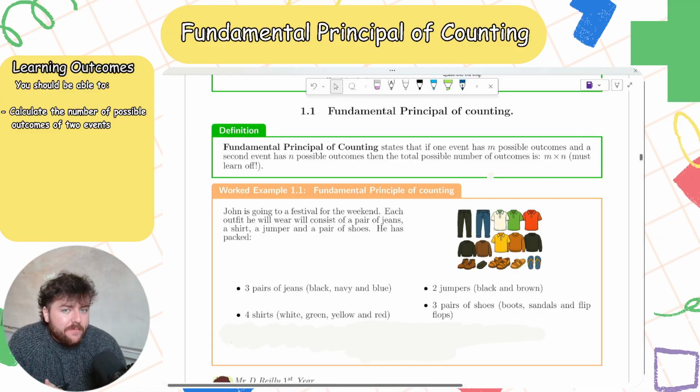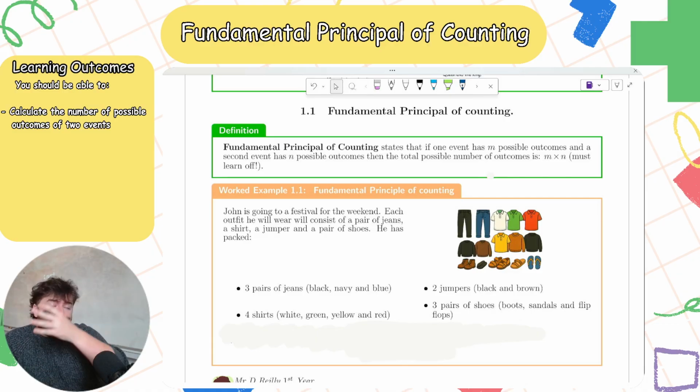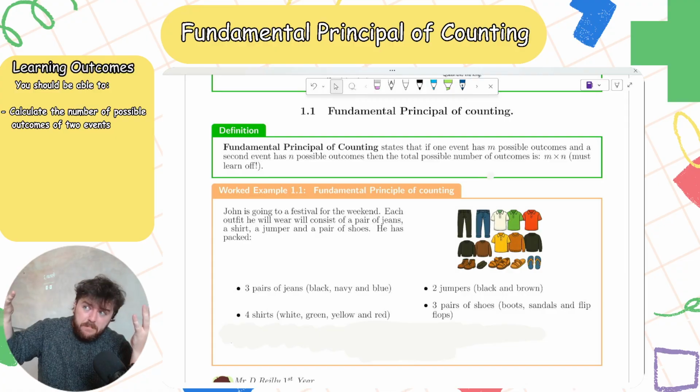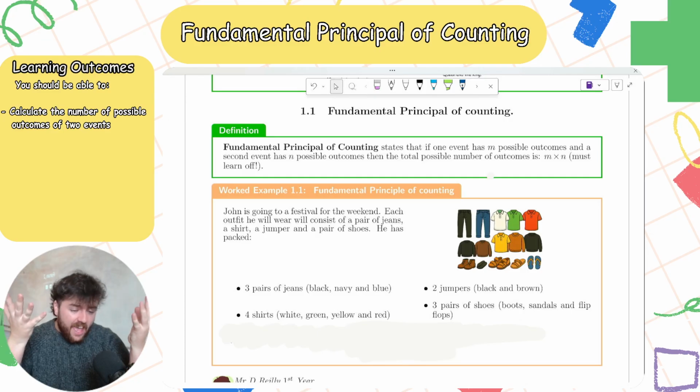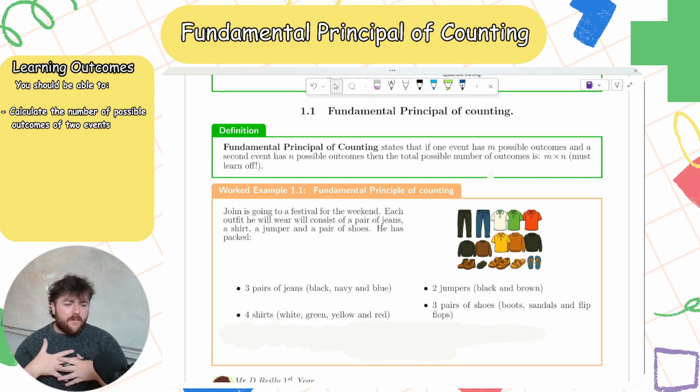Okay, so in this video we are just looking at the fundamental principle of counting. So what does that mean? Well, the fundamental principle of counting just means if I have n possibilities of doing one thing and m possibilities of doing another thing, if I want to find out how many combinations of things can happen, I just multiply the two numbers together.